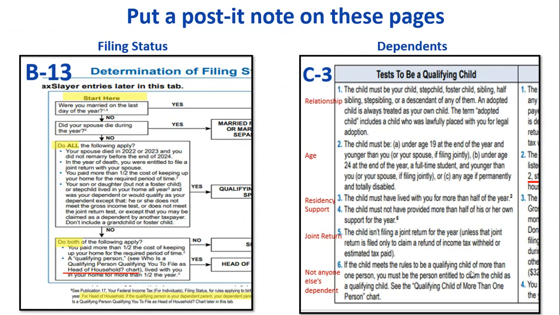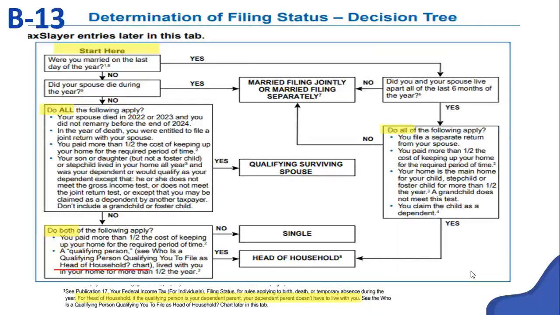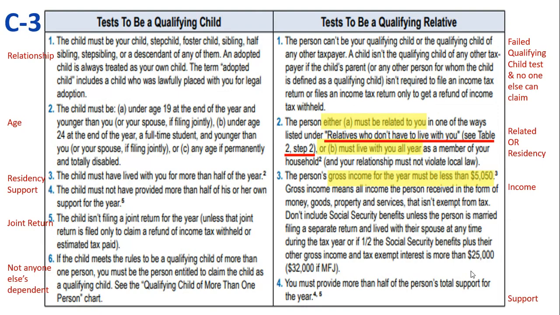If you haven't already done so, you really should put a post-it note on these pages in your book because you should be using these pages all the time. And we talked about these last time. It's B13, the decision tree for figuring out the correct filing status, and page C3 for dependents, who can and cannot be on the tax return. Remember to always start at the top and remember those specific rules about who can live where.